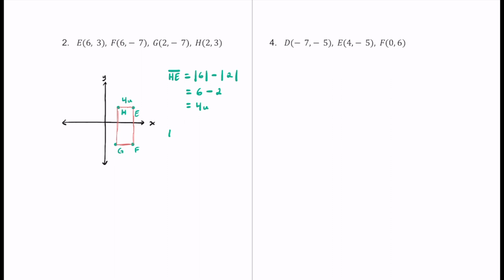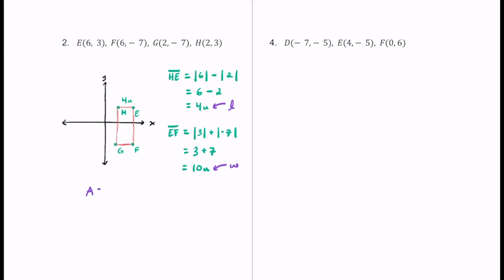So for segment EF, we can add the absolute values of their non-matching numbers. So we have the absolute value of 3 plus the absolute value of -7. And so the absolute value of 3 is 3, and the absolute value of -7 is 7. 3 plus 7, that's going to be 10 units. Okay, so we can call this one maybe the length and this one the width. Doesn't really matter because we're just finding area here.